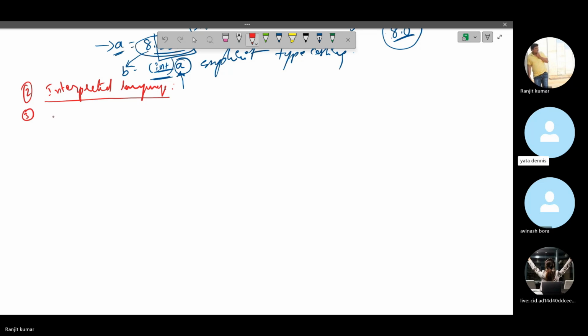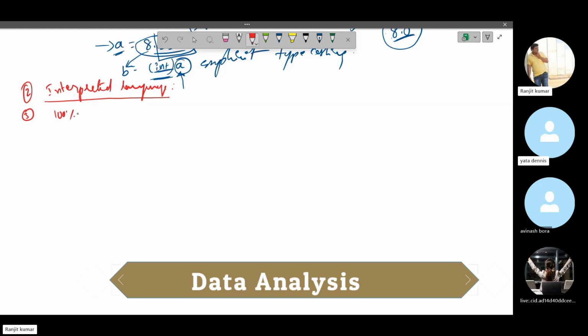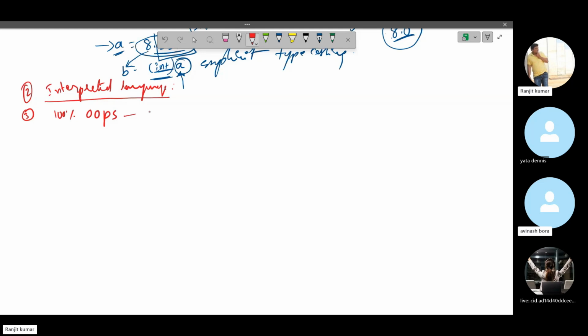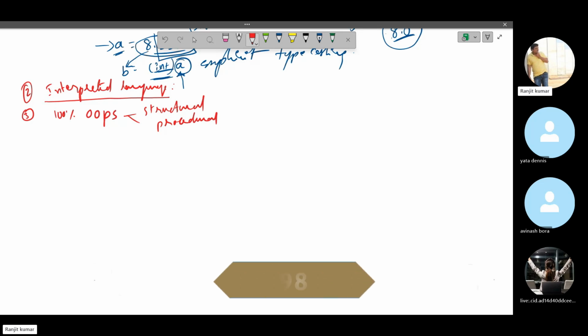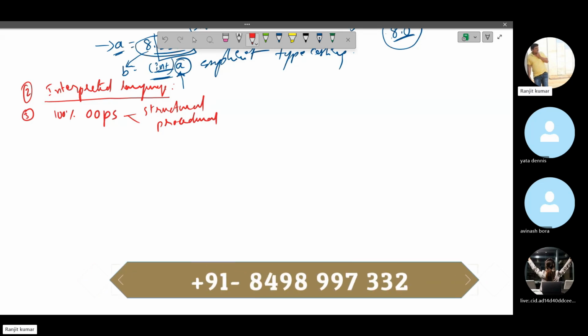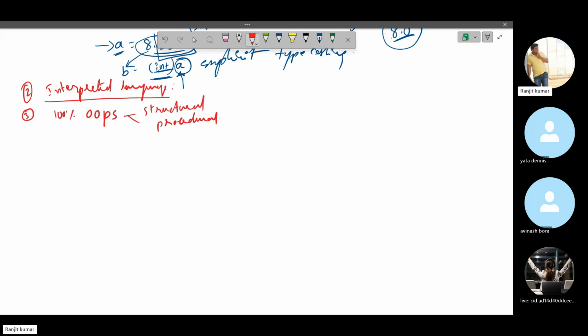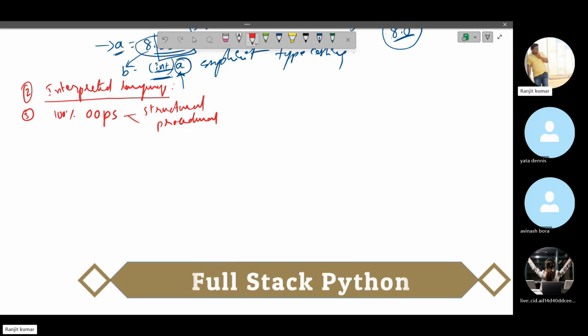Object oriented. Very good. Object oriented. Not only that, it's structural and procedural. I already gave an example of how to write in structural programming, how to write in procedural programming, and also how to write object oriented programming. I also gave you this example yesterday. Well, and what is the next one?